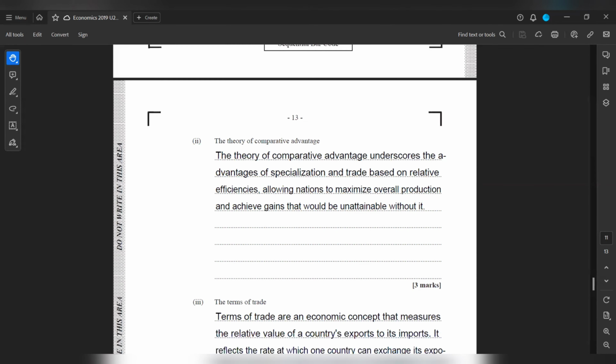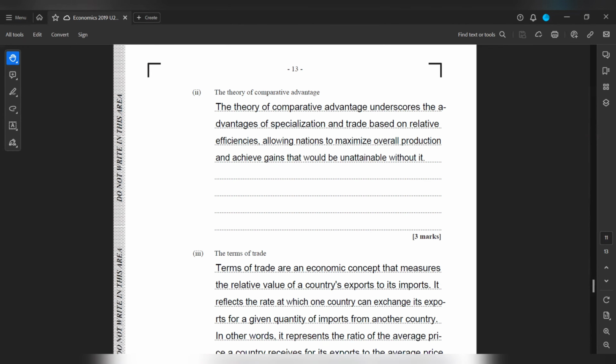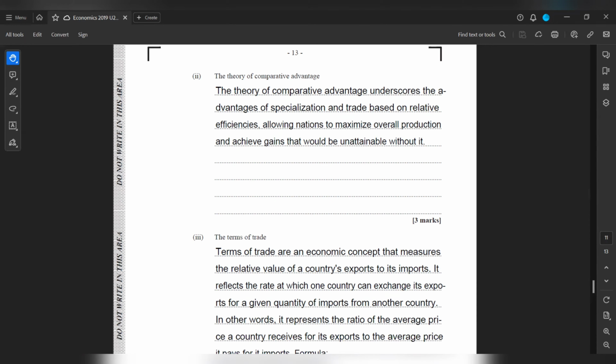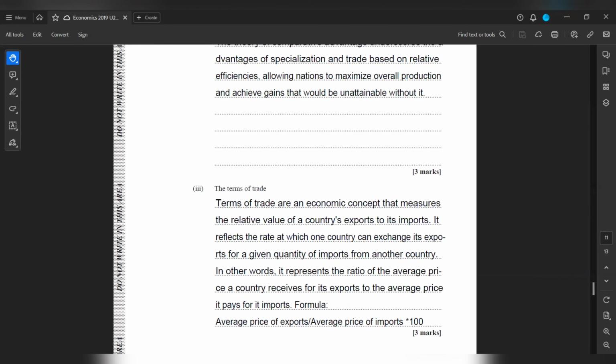Terms of trade. Terms of trade are an economic concept that measures the relative value of a country's exports to its imports, reflecting the rate at which one country can exchange its exports for a given quantity of imports from another country. In other words, it represents the ratio of the average price a country receives for its exports to the average price it pays for its imports. The formula is average price of exports divided by the average price of imports times 100.